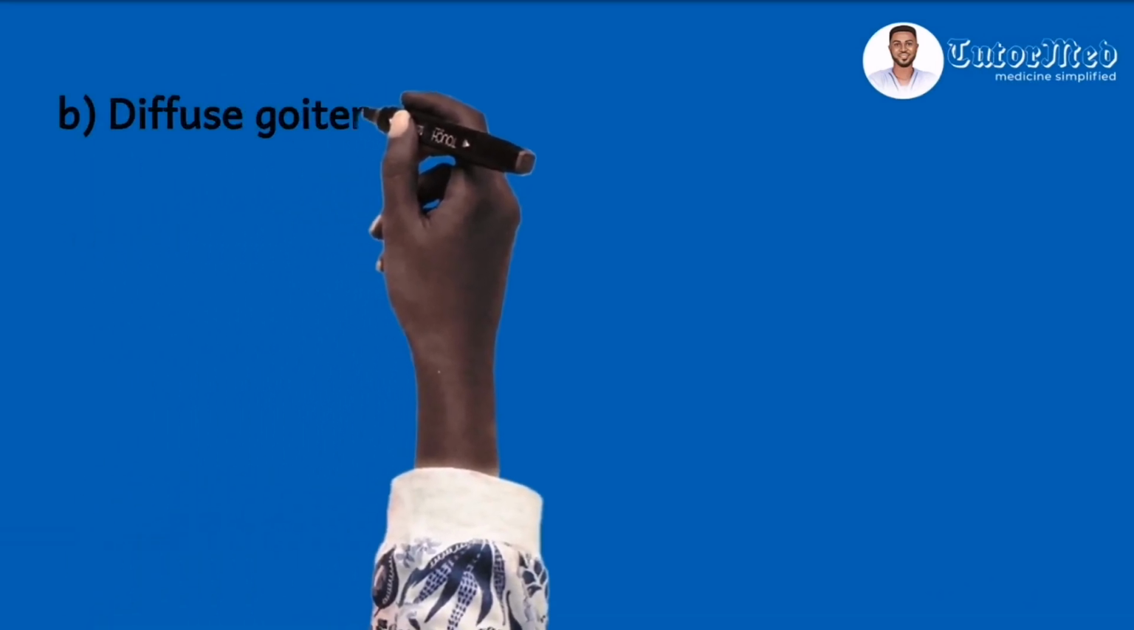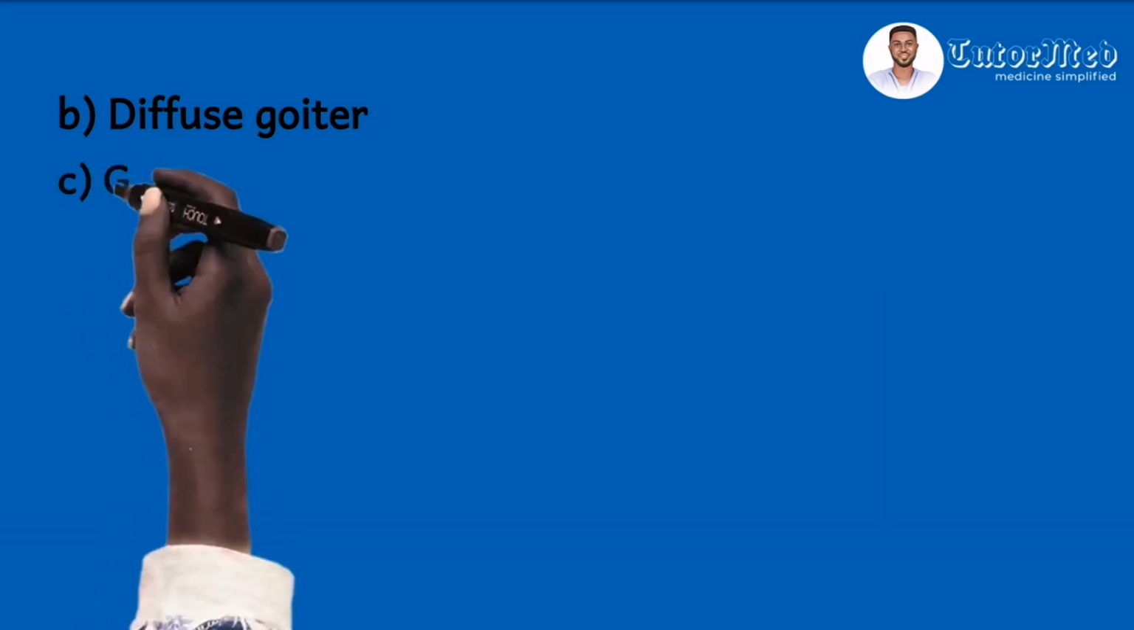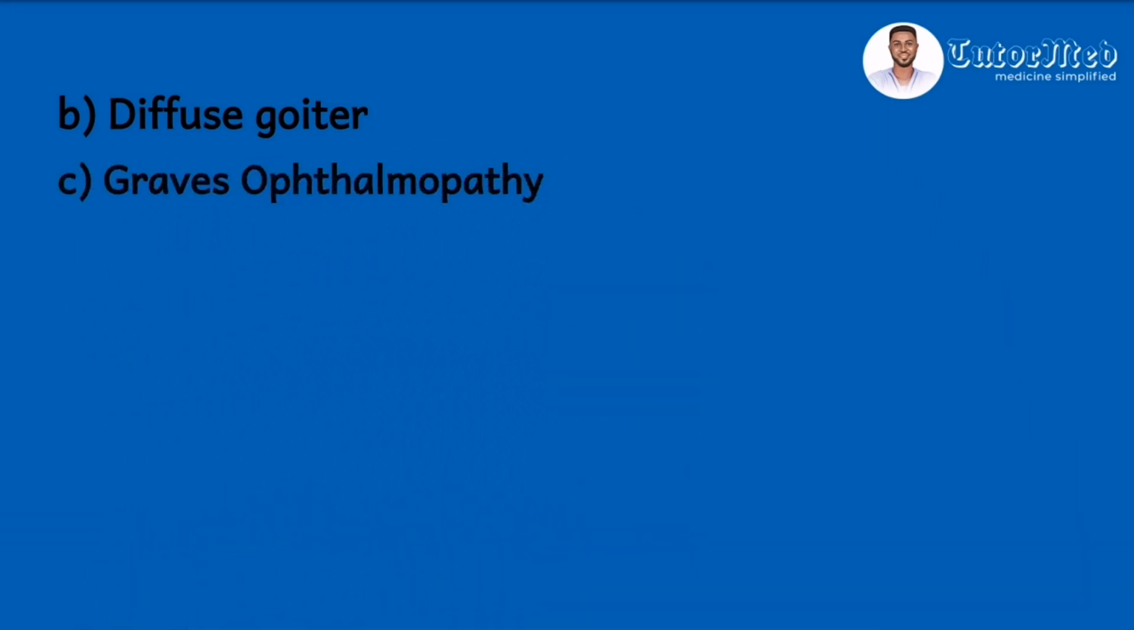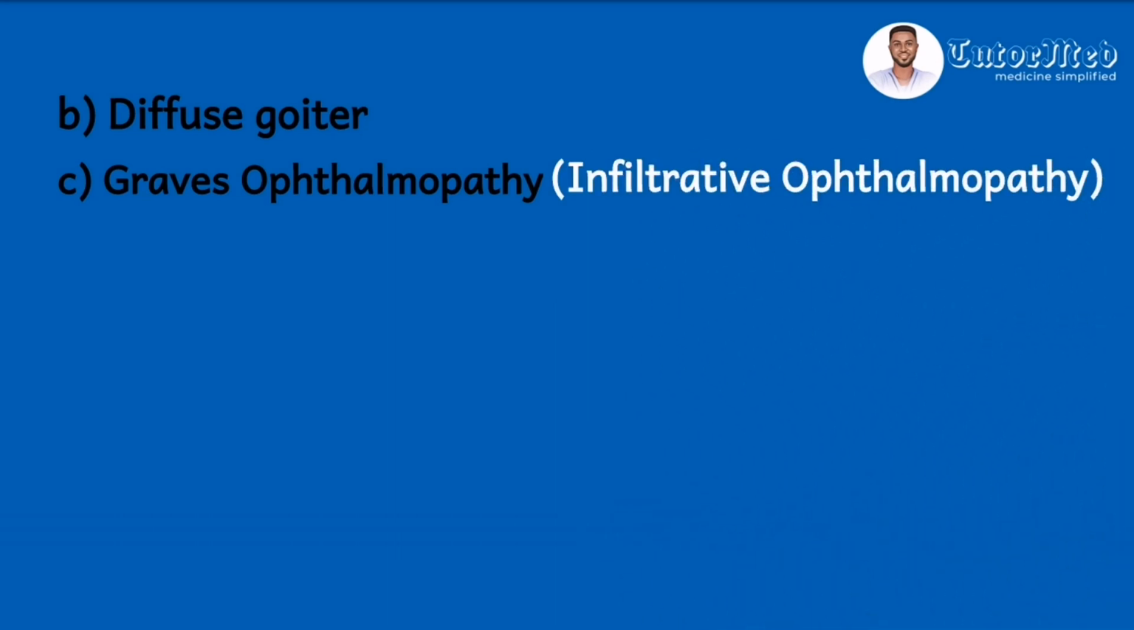Yes, and the other features include a diffuse goiter. It is very important for you to put the word diffuse there, because goiter can be nodular or diffuse. And then the goiter of Graves' disease is a diffuse one. It is not multinodular or nodular. Then another feature is Graves' ophthalmopathy. And like we established in the 2 previous slides, it is known as infiltrative ophthalmopathy.